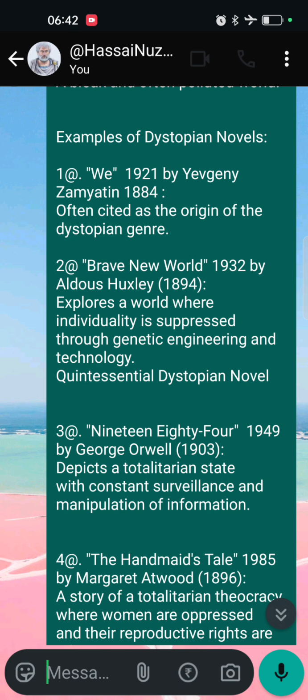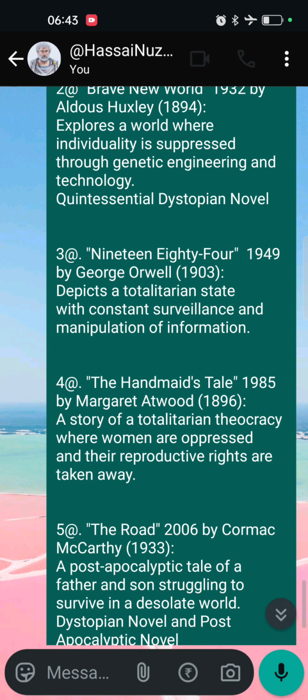Next, 1984, dystopian novel written by George Orwell, 1903, published year 1949. It depicts a totalitarian state with constant surveillance and manipulation of information. The Handmaid's Tale, dystopian novel by Margaret Atwood, 1896, published year 1985. It's a story of a totalitarian theocracy where women are oppressed and their reproductive rights are taken away.